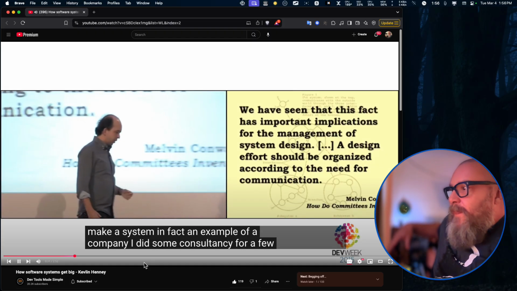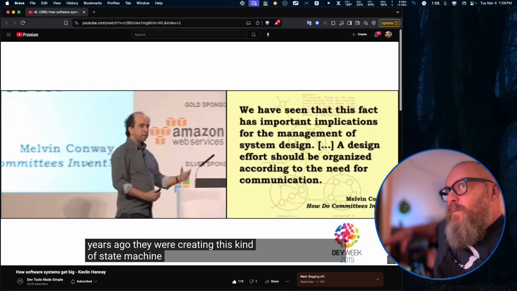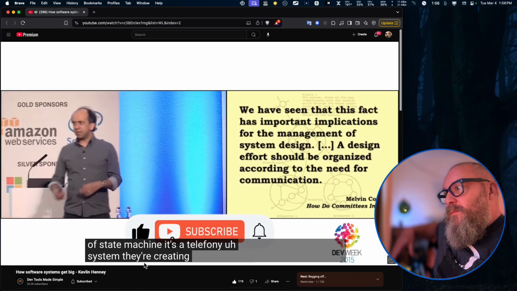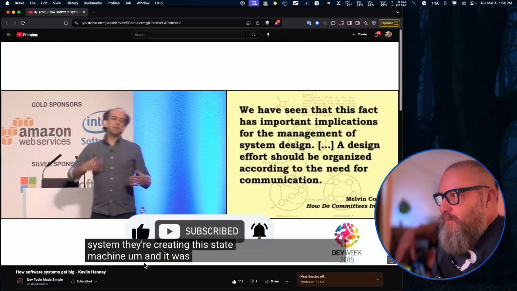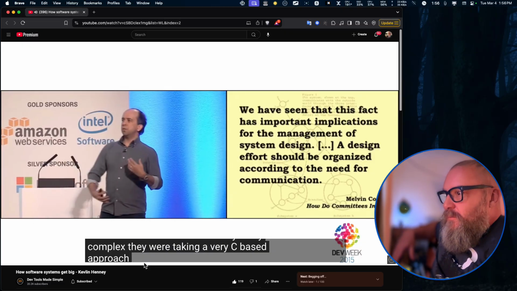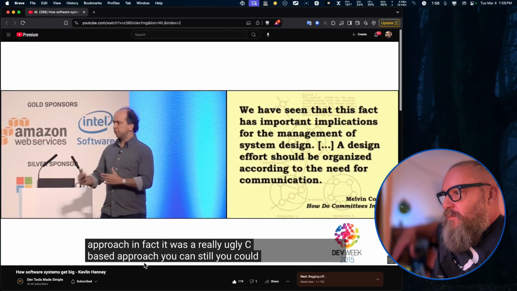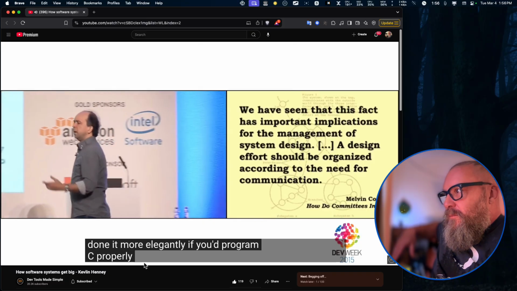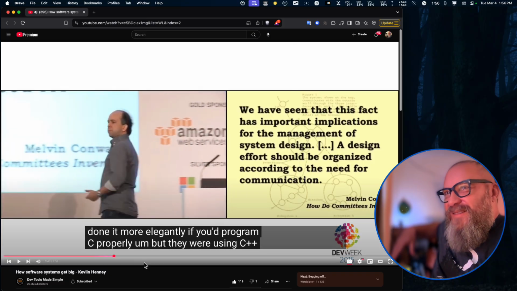I did some consulting a few years ago. They were creating this kind of state machine, it's a telephony system. They were creating the state machine, and it was beginning to look really, really complex. They were taking a very C-based approach. In fact, it was a really ugly C-based approach. You could have done it more elegantly if you'd programmed C properly. But they were using C++. What does that mean, Kevlin?